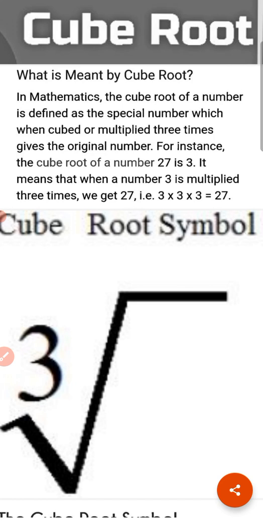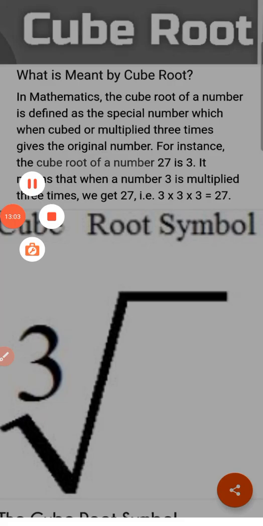That is 4 into 4 into 4. When we multiply 4 3 times, our answer is 64. So the cube root of 64 is 4. Similarly, when we multiply 5 3 times, our answer is 125. 5 into 5 into 5. So cube root of 125 is 5. Okay. Hope this topic is clear for you. Thank you children.